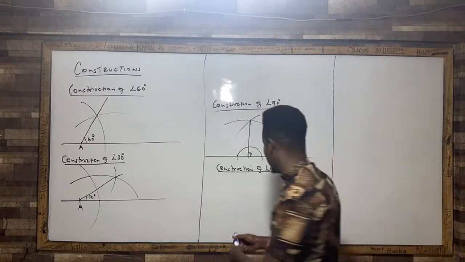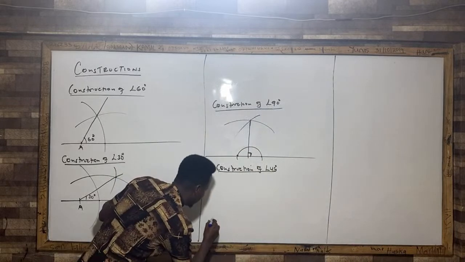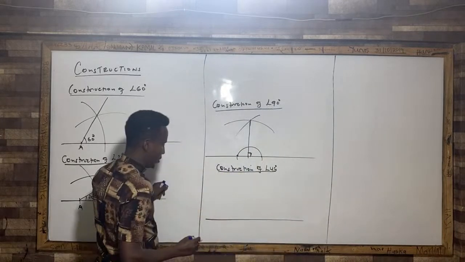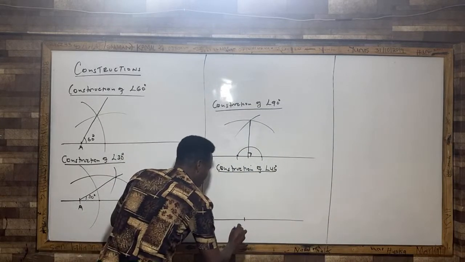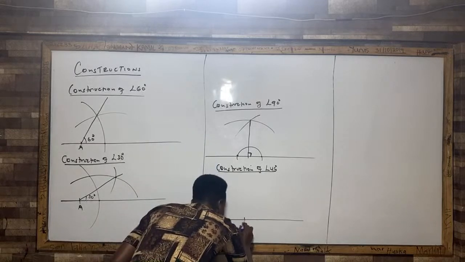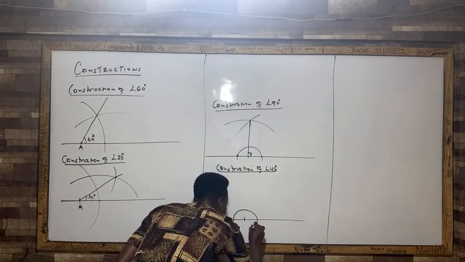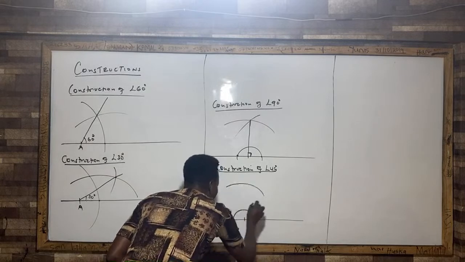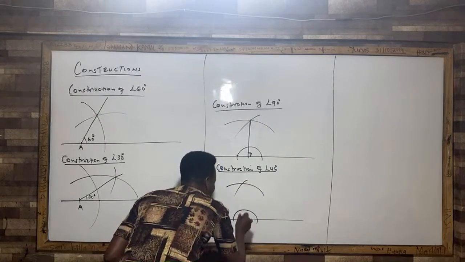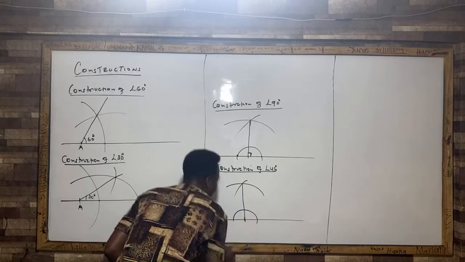How are you going to construct? Again, come here, draw a straight line. Okay? Come here at the middle, come with the 90 here at the middle. And come here, draw an arc. Come here, draw that one, then here, draw this one. So this is 90, okay?